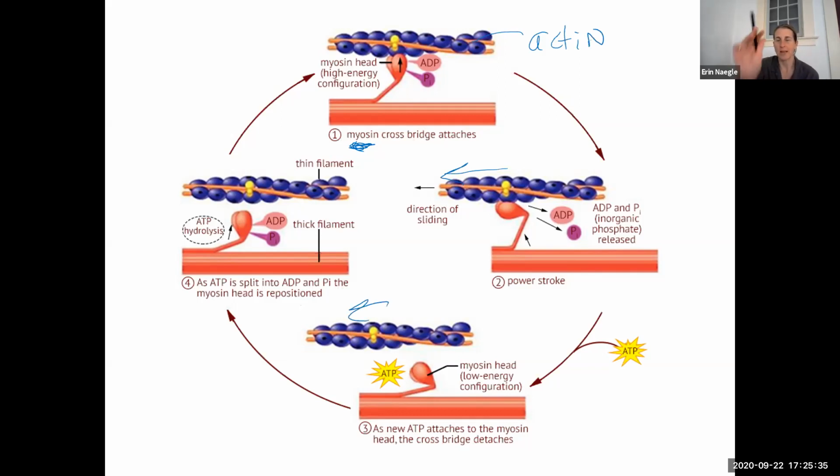In order to do that, it has to connect to the actin and pull it, then it has to disconnect and pull it again. That's what it does again and again and again. It needs some energy to do that. Remember I talked about ATP, there it is. So it needs some energy to move that little head.